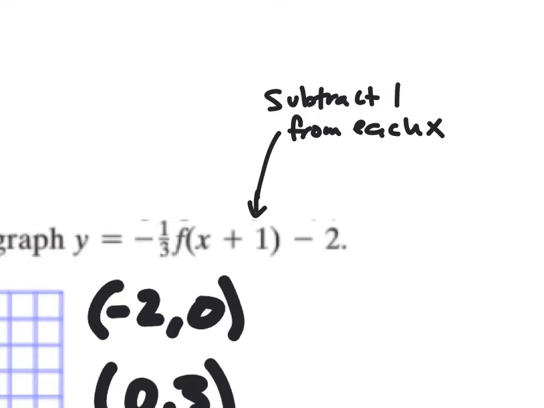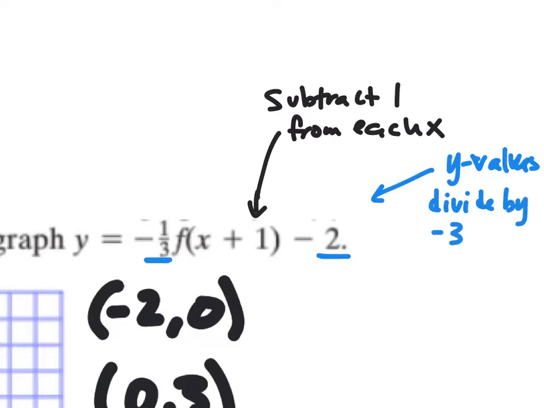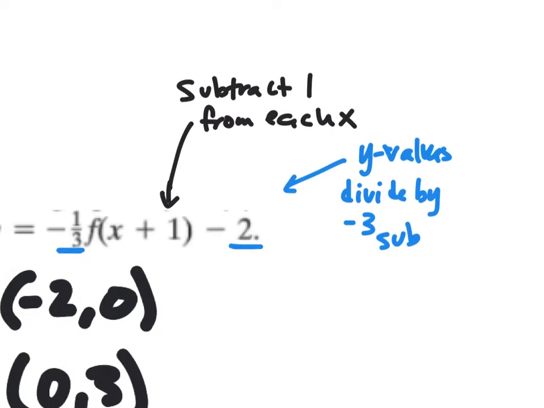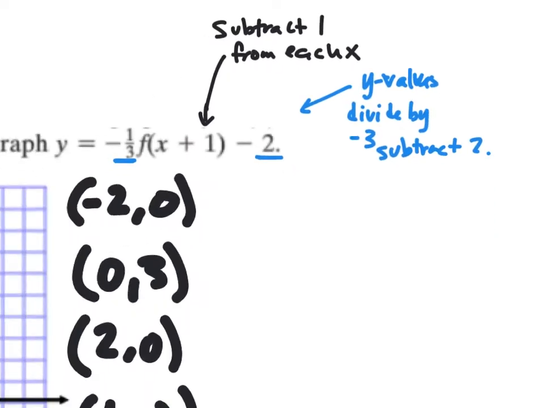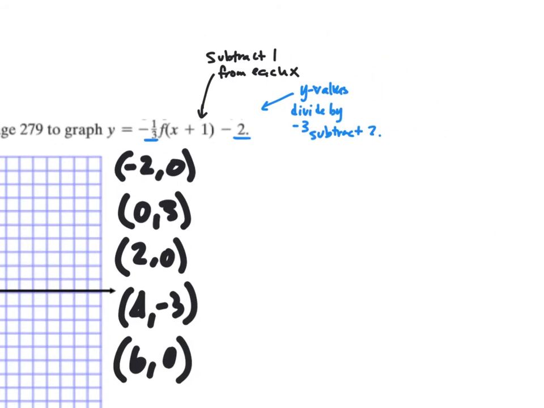Now, the -1/3 multiplier and the -2 constant over here are going to do something as well. For each of the y values, I want to divide by -3 and then subtract 2. That's going to give us our new points. So I'm using this whole rule to help us develop our new points.